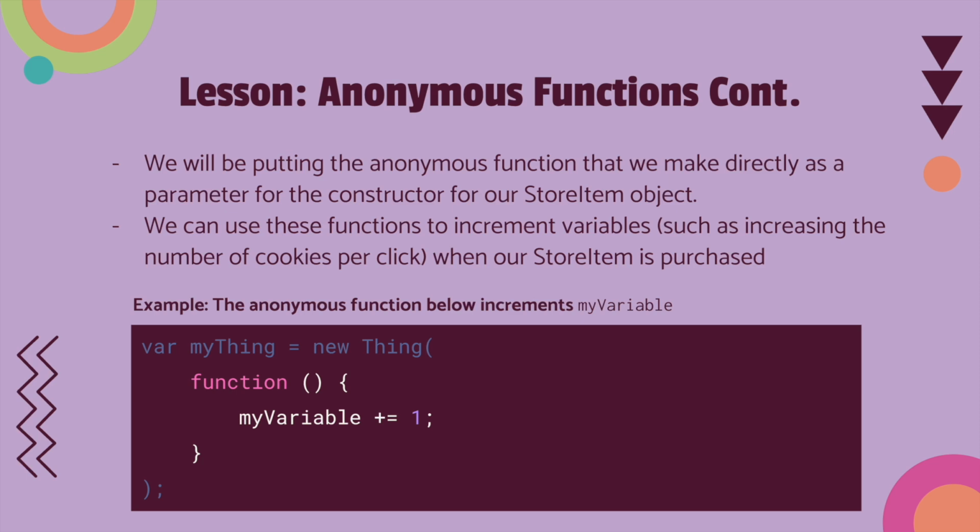We can use these functions to increment variables, such as increasing the number of cookies per click when our store item is purchased. So this is another example of an anonymous function that increases a variable.